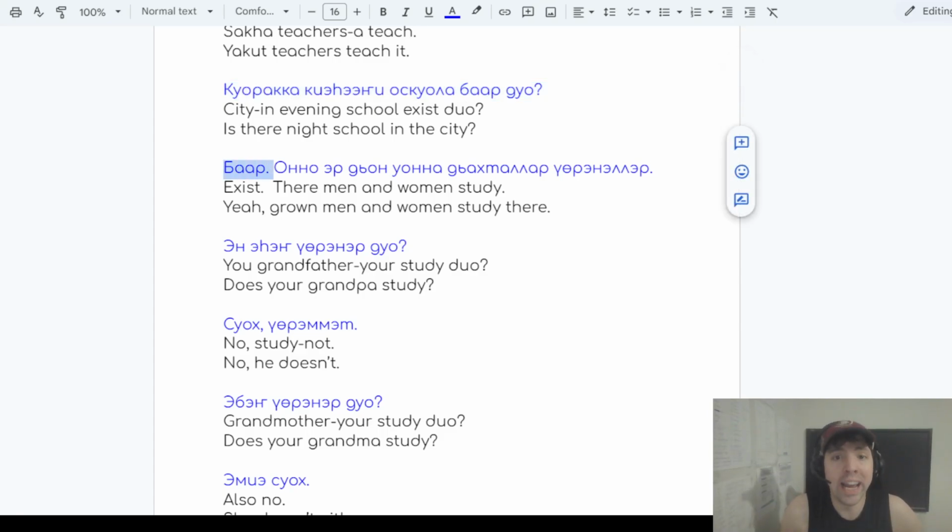Bar anna ercan wadna çaktalar öğrenirler. Yeah, grown men and women study there. If you feel pain in your face while you're saying this, me too, buddy, because it's a workout. Learning foreign languages is a workout. It's like mewing. It will literally improve your jaw. You'll become stronger and handsomer as you learn the beautiful Sakha language.